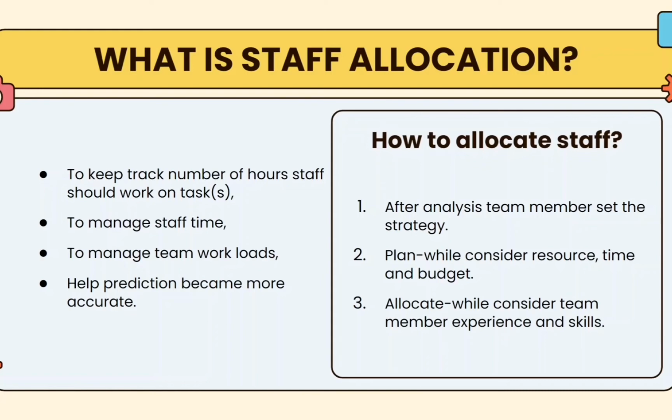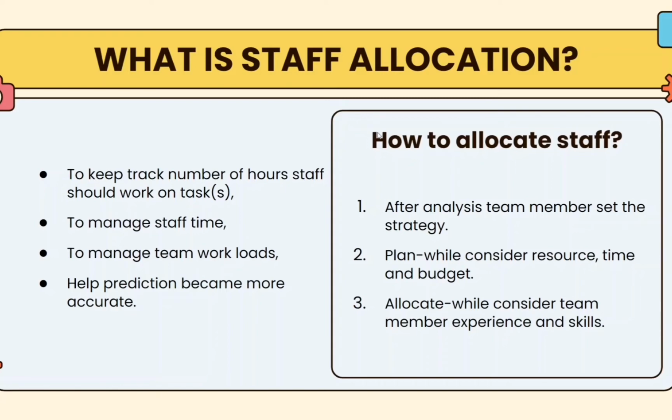If every staff member is allocated a task and they work at the same time, the prediction made, like when this project is going to finish or when the project can move to the next stage, can be more accurate. Okay, how to allocate staff?